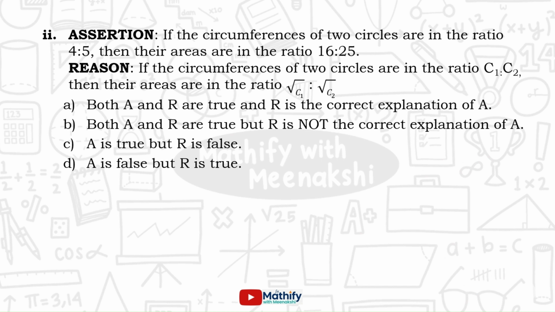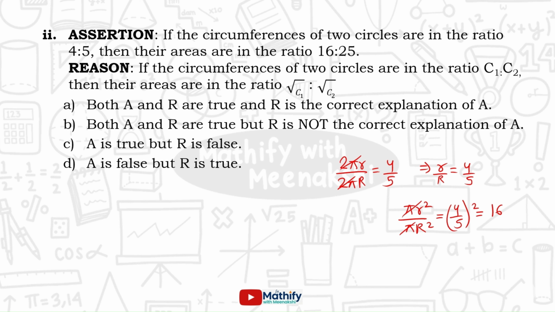Assertion. If the circumferences of two circles are in the ratio 4 is to 5, that means 2 pi r by 2 pi capital R is 4 by 5. From here, what you can say? That the ratio of the radii is 4 by 5. Then they are saying that the ratio of area is 16 is to 25. Let's check. Pi r square by pi capital R square. That means you can cut pi and pi. r by R square, that is 4 by 5 whole square. You can say 16 by 25. Yes, it's true. In beginning also I told you that the ratio of radii is same as ratio of circumference, but area is square of their ratio.